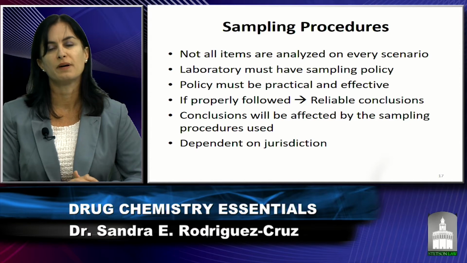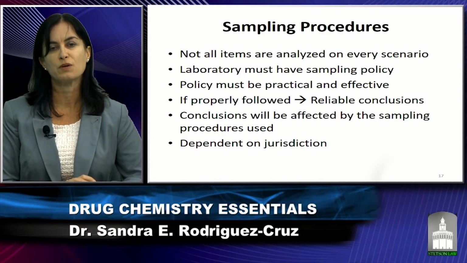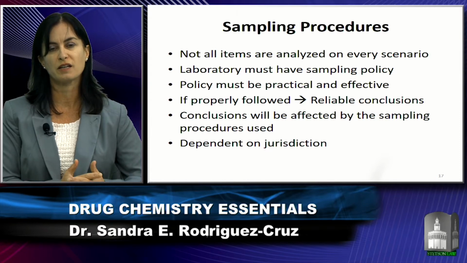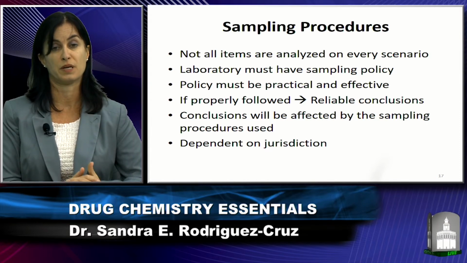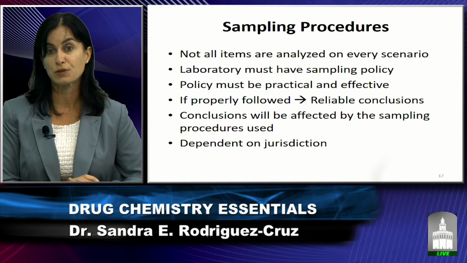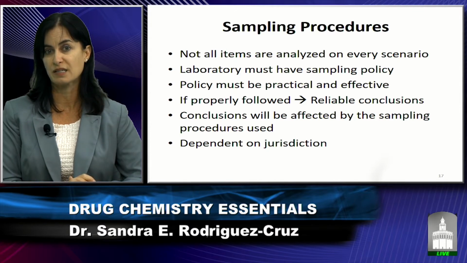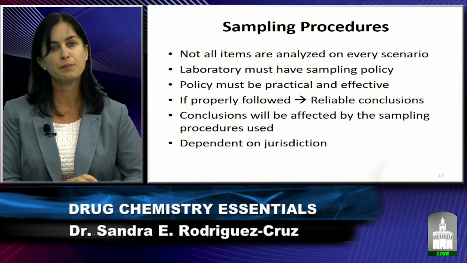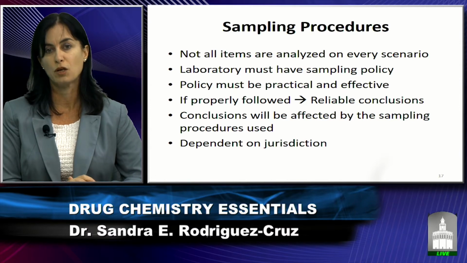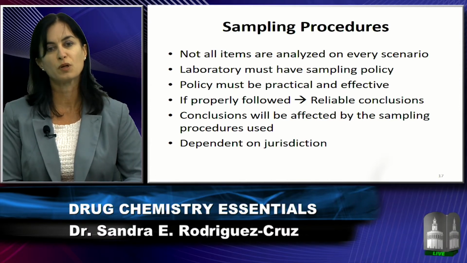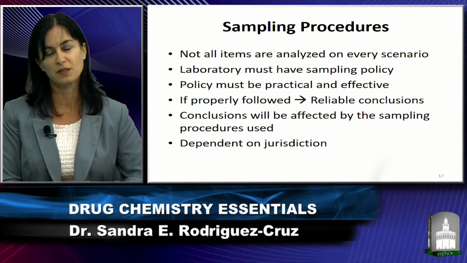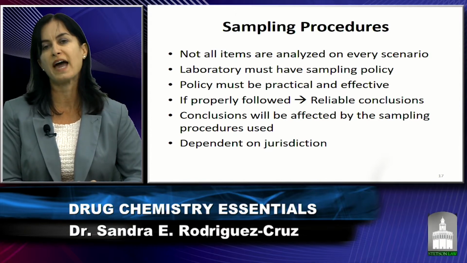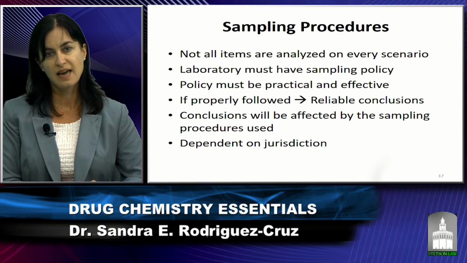Now, the second step, after the evidence has been weighed after entering the laboratory, is for analysts to employ a sampling procedure. And every laboratory should have a sampling policy in place. Sampling is necessary because not all items are analyzed in every scenario. It's absolutely not practical or feasible to analyze and test every single item that comes into the laboratory.